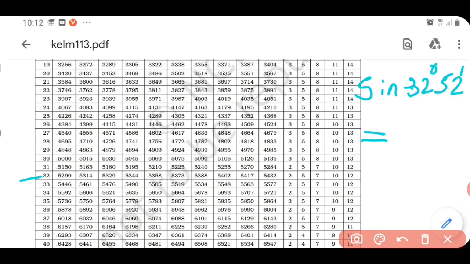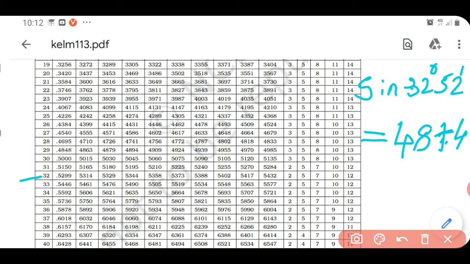42, then 48, after 48 it is actually 54, but here it is only 52. So 52 can be written as 48 plus 4. So we can take it as 48 plus 4, and you can look in the column 48. So which is that column 48?